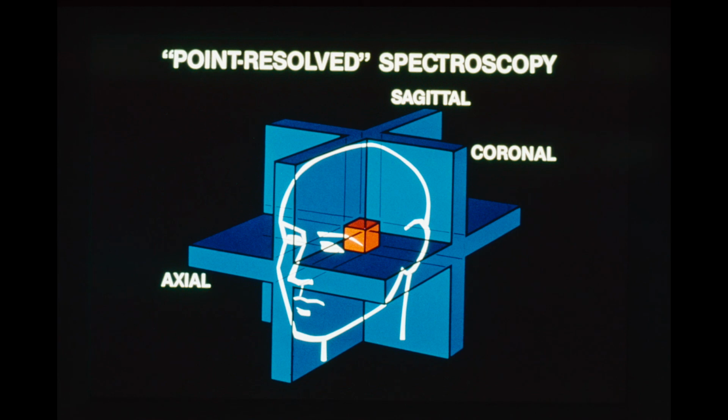Now this is all well and good. We collected disks, but we have to get better than that. If we ultimately want to use this in a routine clinical fashion, we need to localize to a small area. And this is where the point-resolved spectroscopy technique comes in. If you define three planes using gradients, you can localize a point or a cube from which you can get the information.